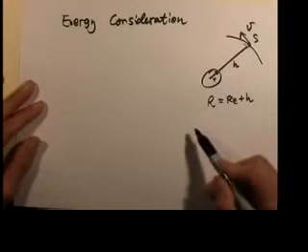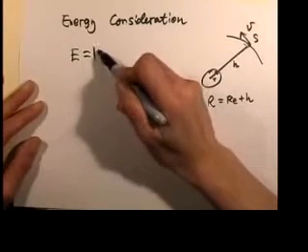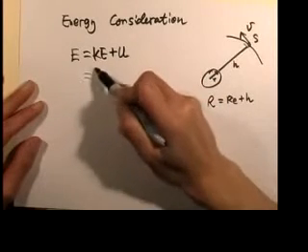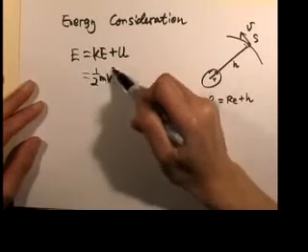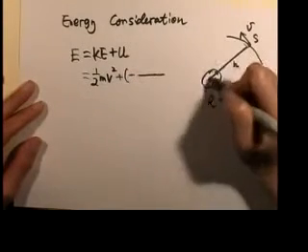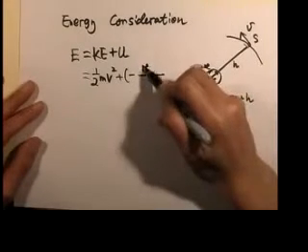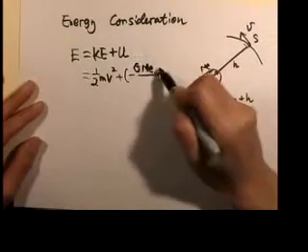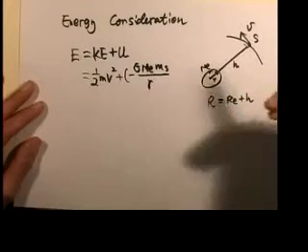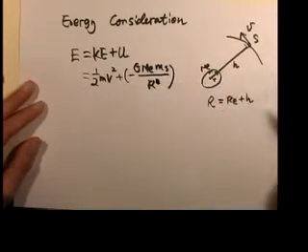The total energy of the satellite, E, equals kinetic energy plus its potential energy. Kinetic energy is 1/2 mv squared. Potential energy is negative of G, the mass of the Earth, as it is concentrated at the center, times the mass of the satellite, over r. No square. Potential energy has no square.